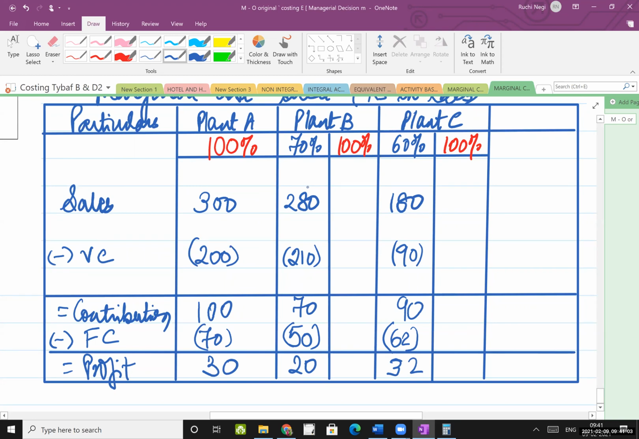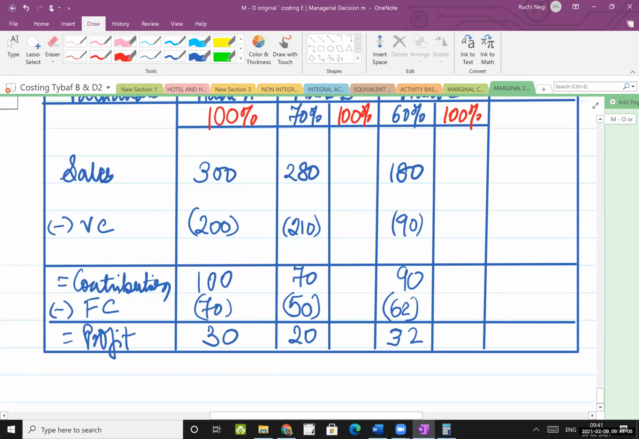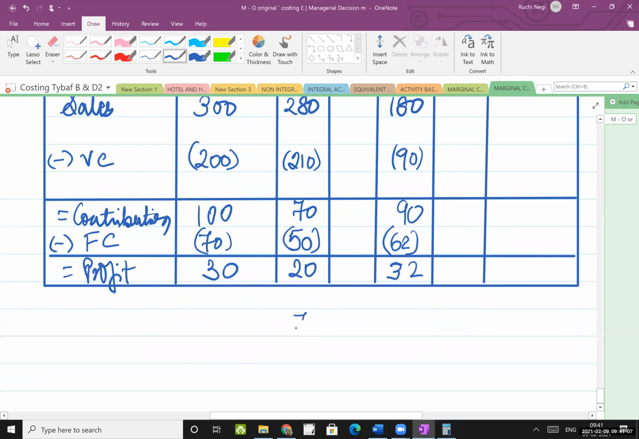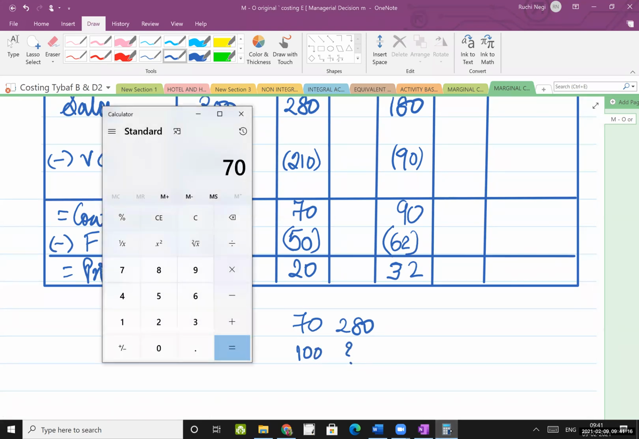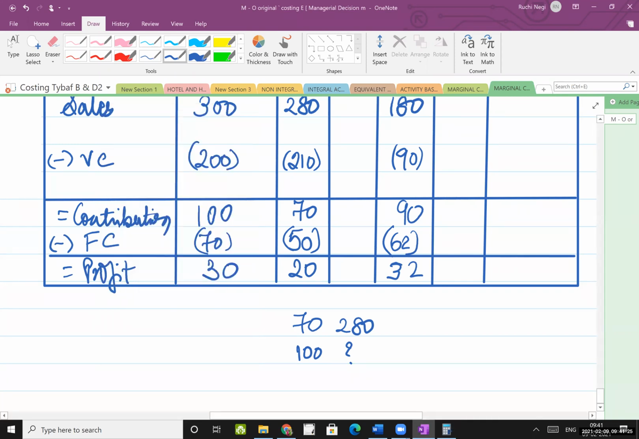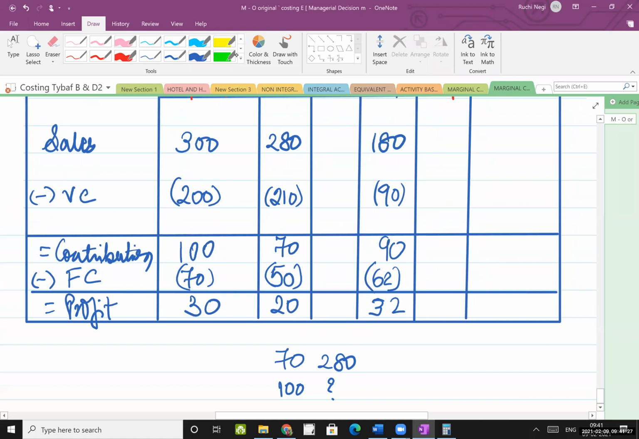Now conversion. At 70% it is 280, so at 100% how much? Obviously you will cross multiply. 100 into 280 divided by 70. So my answer is 400. So please write here 400.